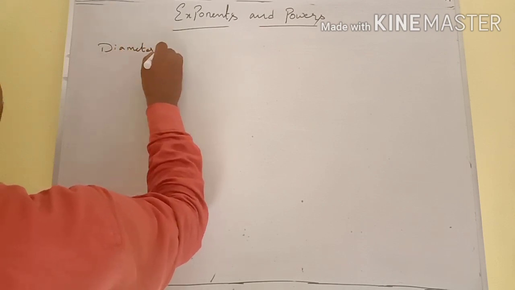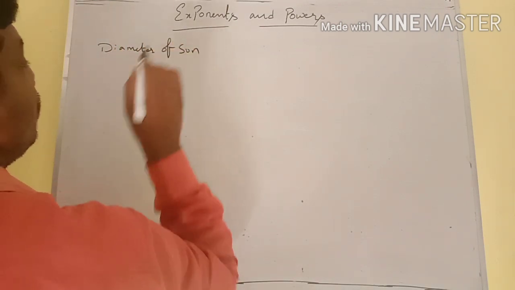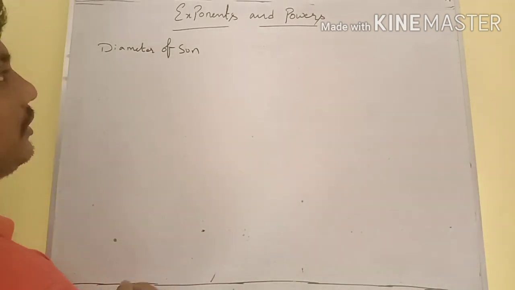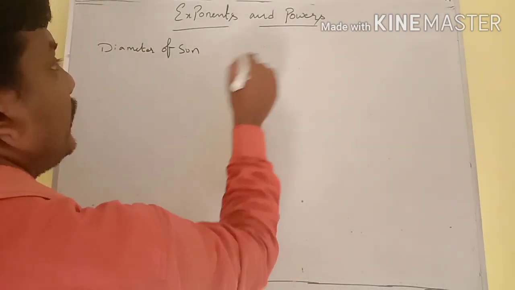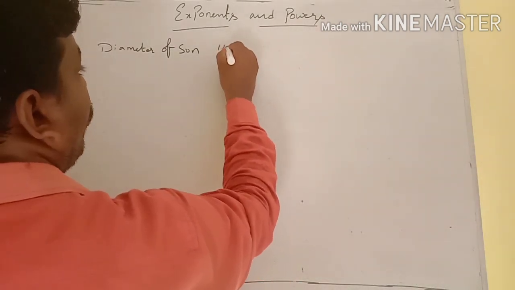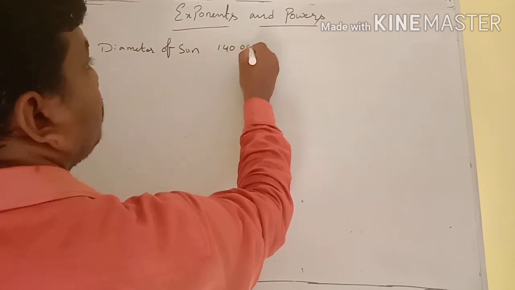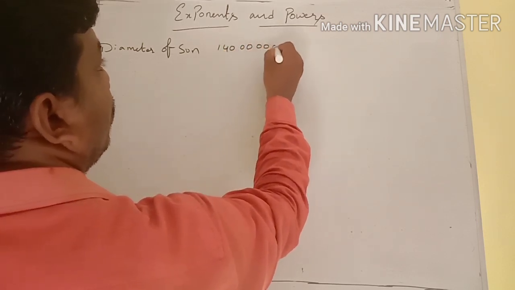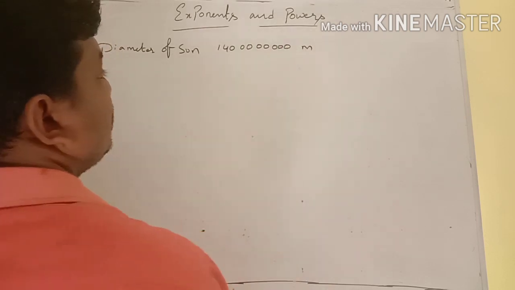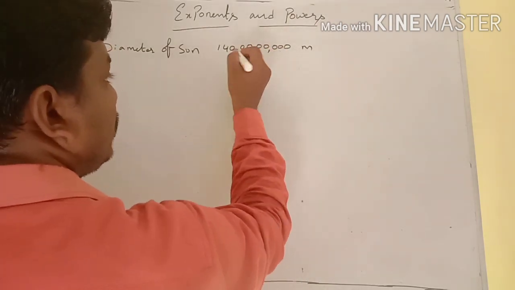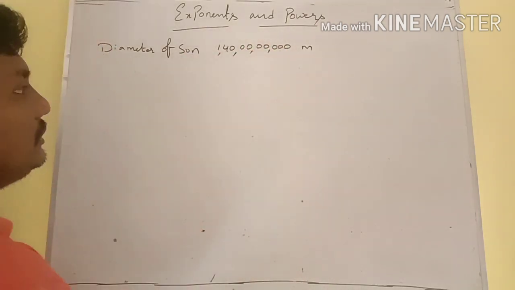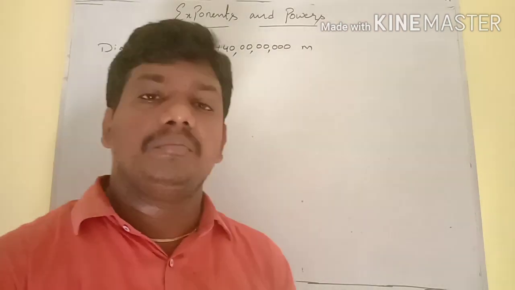Diameter of the sun. So it is a large amount. How much diameter of the sun can we see? This is 140 crore meters. 140 crore meters, that is 1,400,000,000 meters.